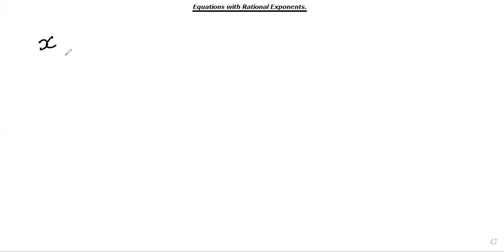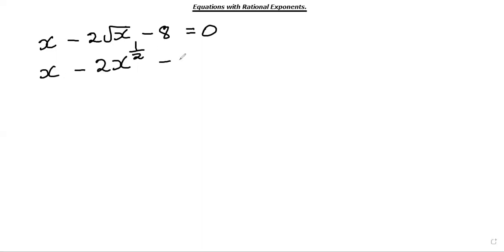Right. Now this one says it's x minus 2 square root x, and then you say -8. This is equal to 0. So this one is worth 5 marks. Solve for x once again. Now, before we do anything, let's get rid of this square root. So we understand that square root means something raised to the power half.